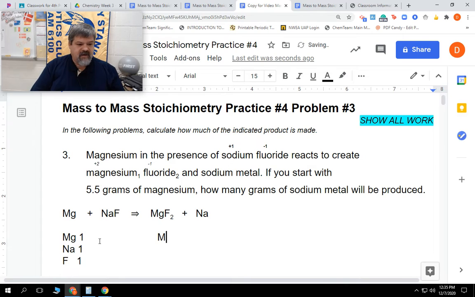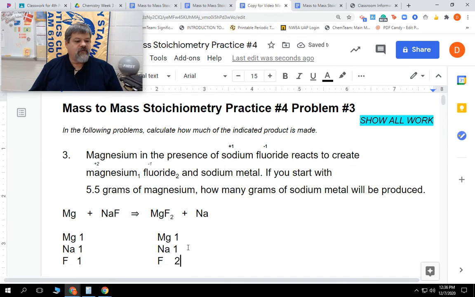We're going to put in our magnesium. We have no subscript, so that means we have 1. We're going to put in our sodium. No subscript, so we have 1. And we're going to put in our fluorine. We do have a subscript on fluorine, and that's a 2, so that means that we have 2 fluorines.